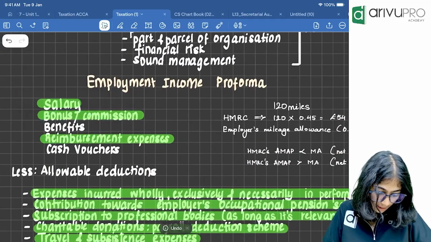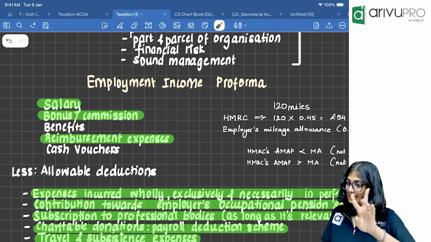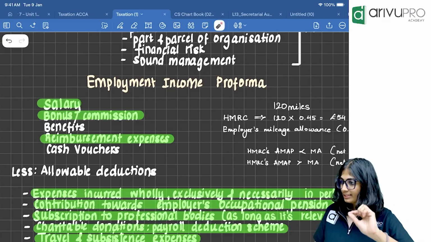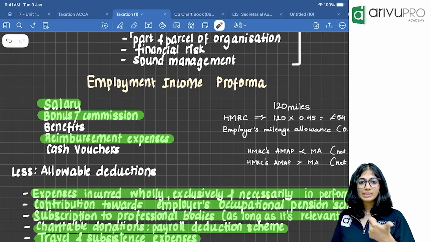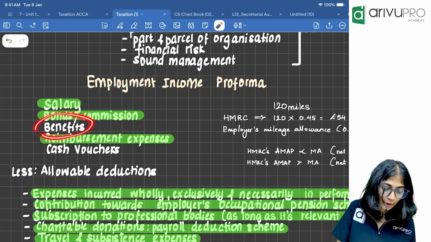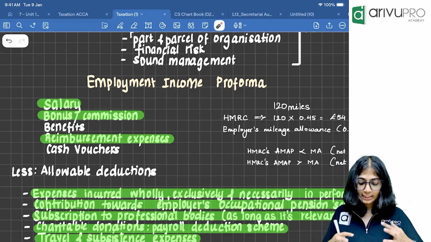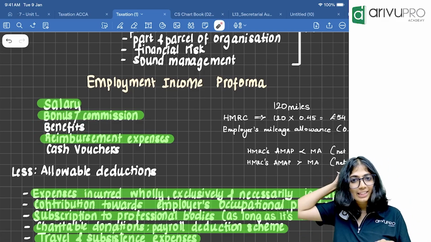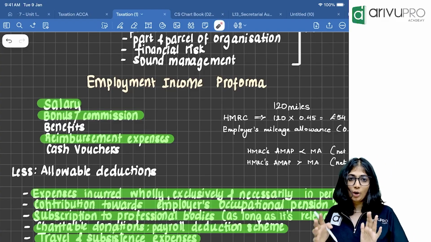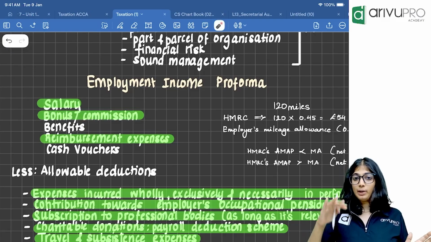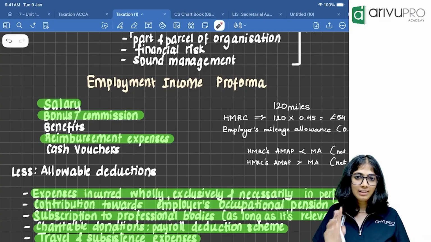The thing with benefits is that there are certain exempt benefits and certain taxable benefits. You need to remember exactly the huge list of what is taxable and what is exempt. This is the only part where you have to use your memory. The other parts are pretty easy to understand, pretty logical. Everything that's used for employment, for the purpose of carrying out your duties, is an allowable deduction. Any benefit given by your employer is a taxable benefit. Anything used for personal expenses is not an allowable deduction.